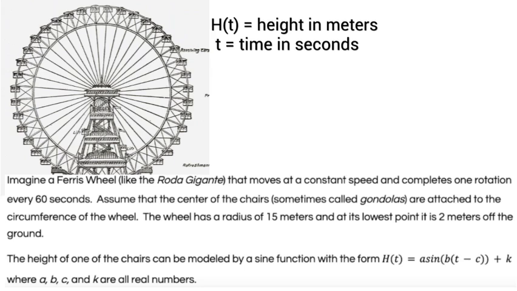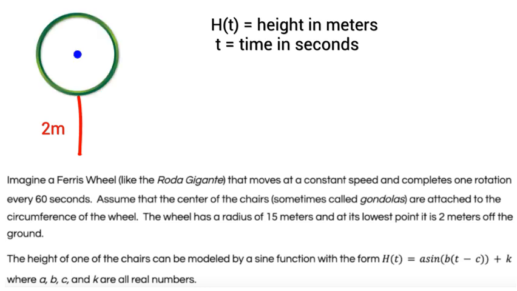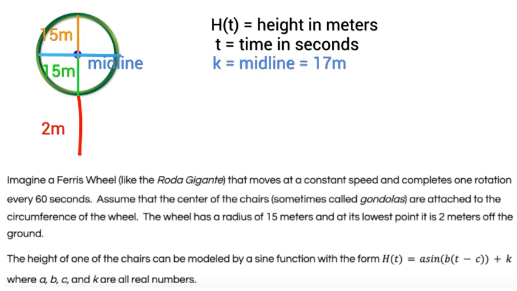So to make this easier, let's draw the Ferris wheel differently. The word problem says that the Ferris wheel is 2 meters off the ground. Then it has a radius of 15 meters to the middle, and another radius of 15 to the top. Now it should be obvious what the midline is. The midline is, of course, the very middle of the rotation. That's here at 17 meters. And then the amplitude is how far up or down you need to go to reach the maximum or minimum. That's 15.